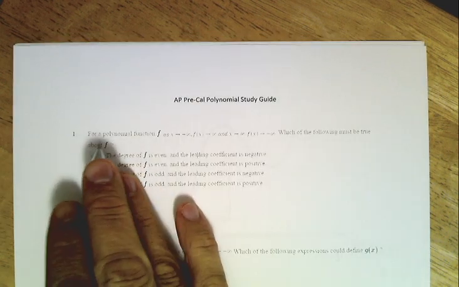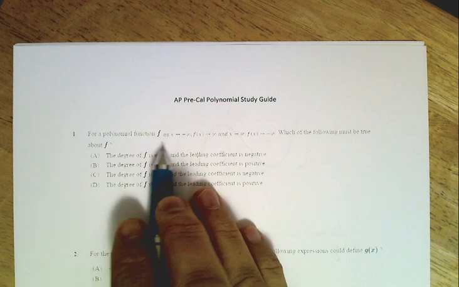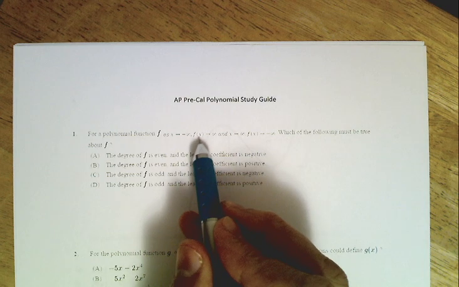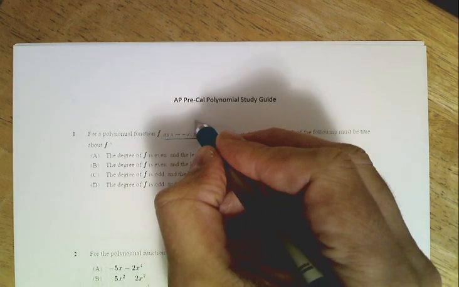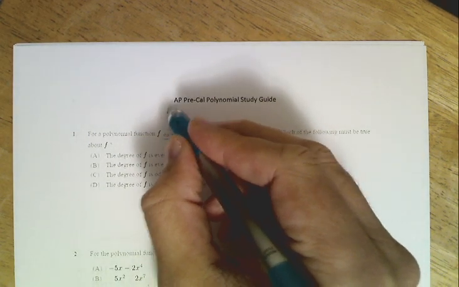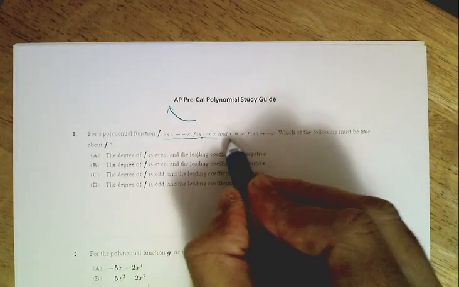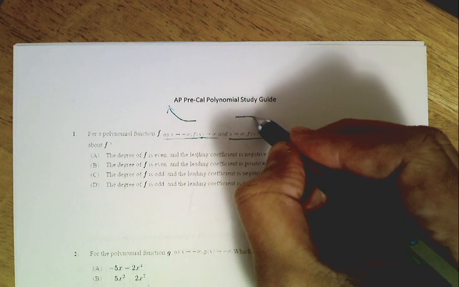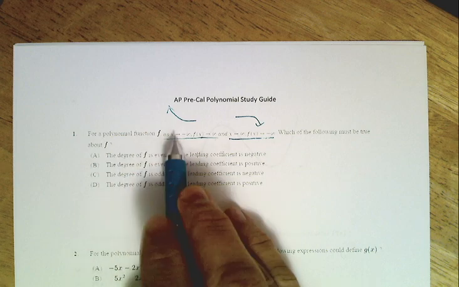On number one, it says for a polynomial function f, as x approaches negative infinity, y or f of x approaches positive infinity. So that tells us that as x gets smaller, y gets bigger. And as x approaches infinity, f of x approaches negative infinity. So as x gets bigger, y gets smaller. Which of the following must be true about f?